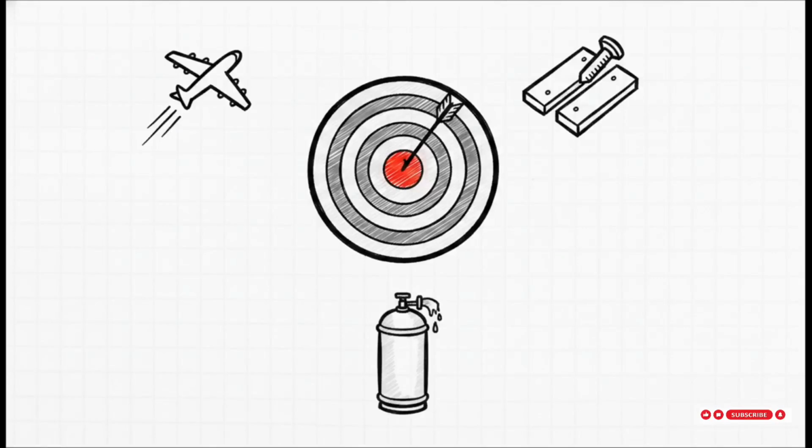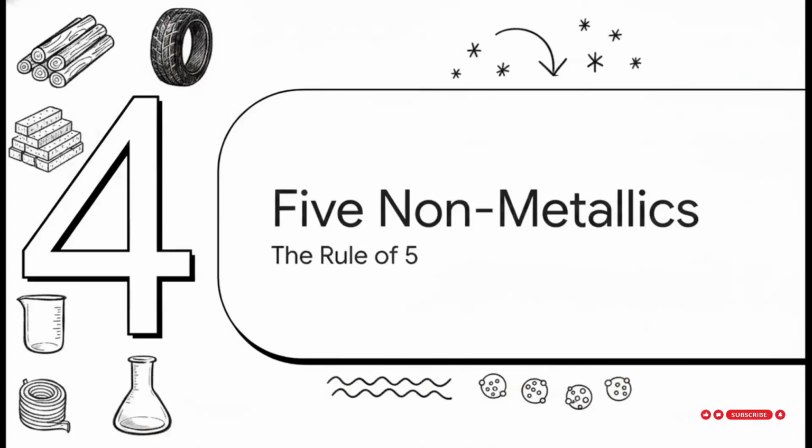Whether we need lightweight parts for aircraft construction using magnesium, highly corrosion-resistant anodized aluminum for rivets, or even utilizing the really specific low melting point properties of lead and tin alloys to make emergency safety plugs and compressed gas cylinders. The point is, each of these non-ferrous metals has a totally unique, predictable behavior that solves a very distinct engineering hurdle. And finally, Section 4, the 5 non-metallics, the rule of 5.